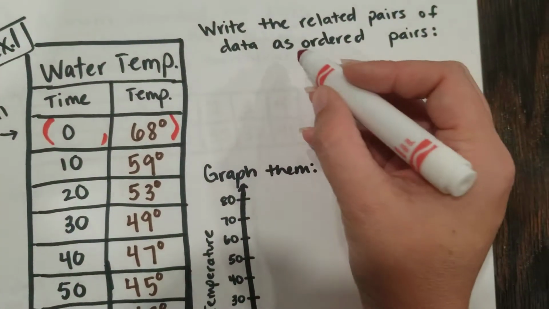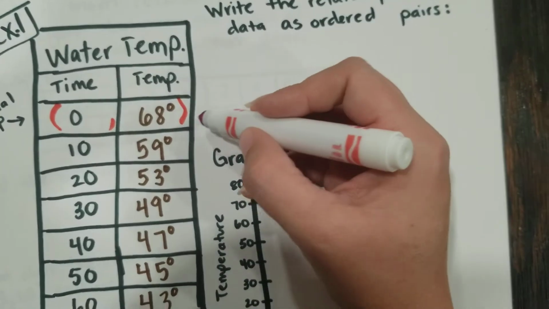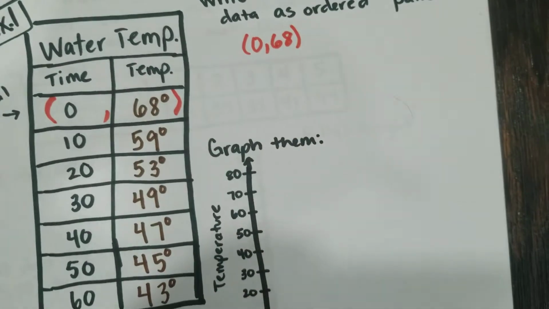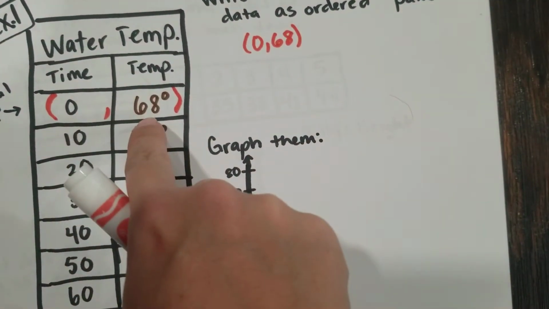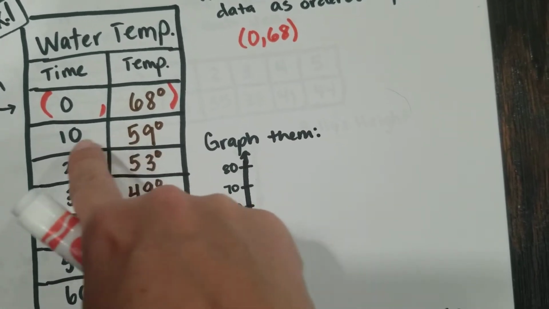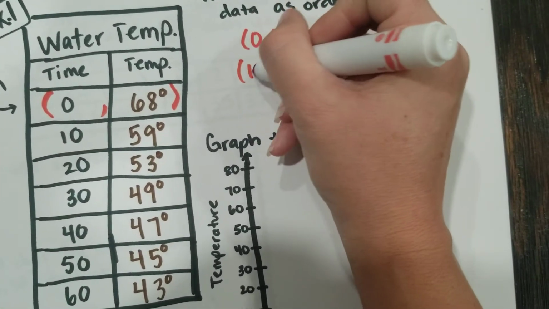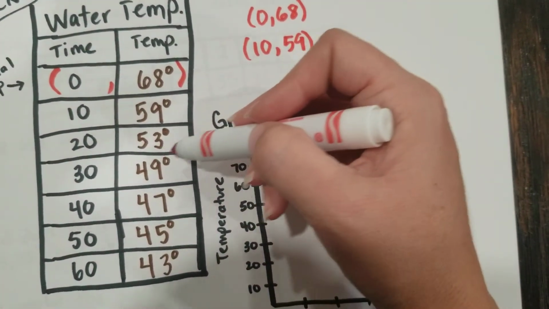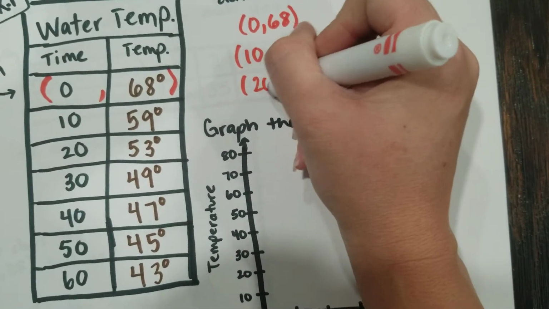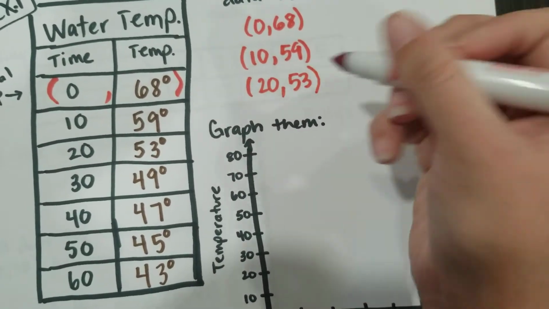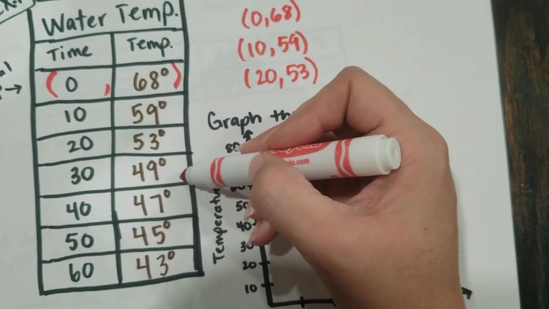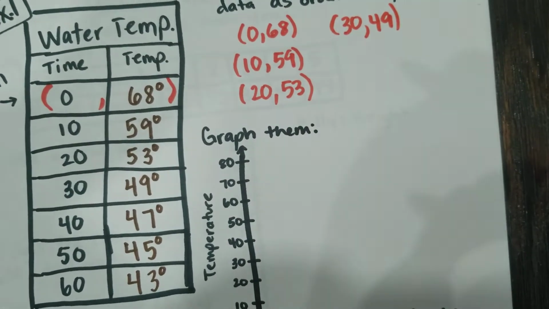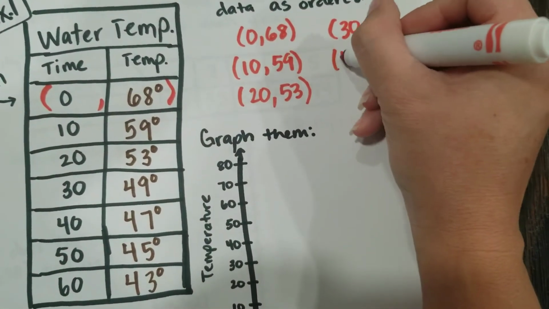So the first step is to write the related pairs of data as ordered pairs. Here's our first one. We're going to write 0, 68. That's our first ordered pair, time 0 and 68 degrees. For our next ordered pair, we're going to use this couple right here. It's going to be 10, 59. Then we're going to use this couple, the 20 and the 53, so 20, 53. And then we're just going to go down our graph. The next couple is 30, 49. And I'm just going to go up here, 30, 49. And then 40, 47.